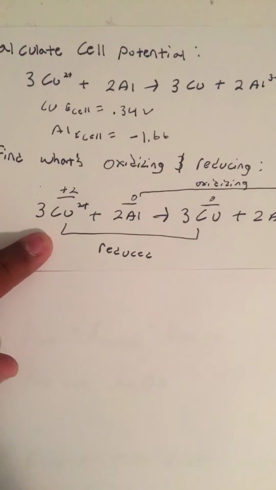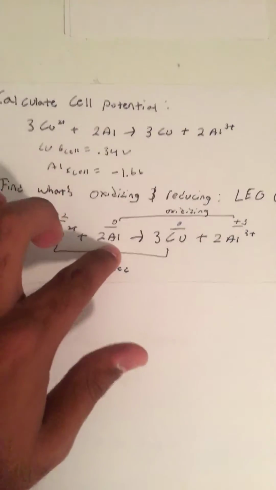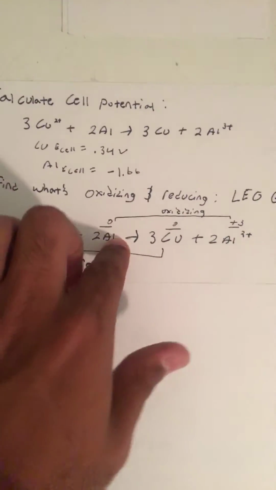So to wrap up, Cu is reduced because it went back on the number line, and Al is oxidizing because it went forward.